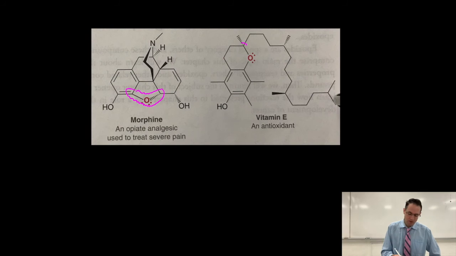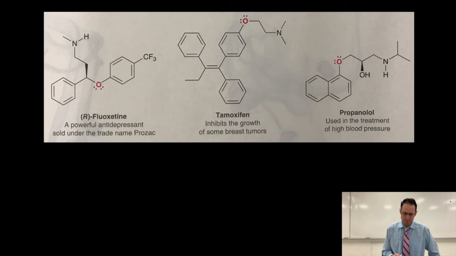Vitamin E is also a naturally occurring molecule, and that's present in your green leafy vegetables, so keep eating your spinach. And that's a potent antioxidant. Prevents aging and oxidative stress, things like that. So there's your cyclic ether. These are parts of rings here.